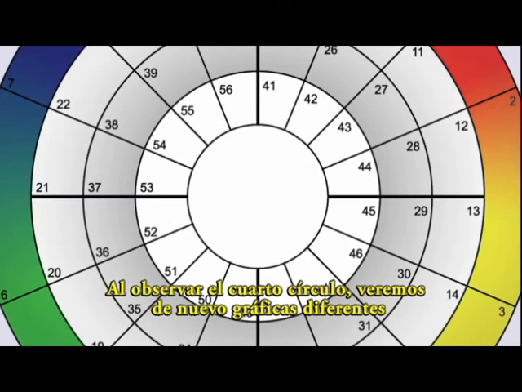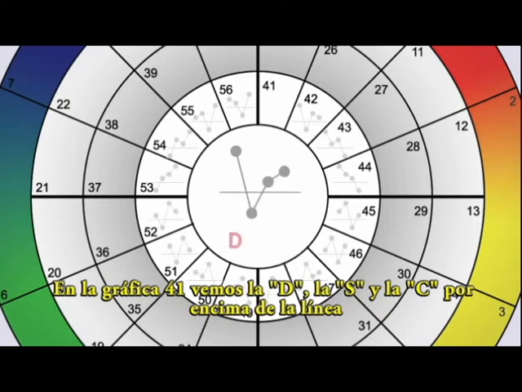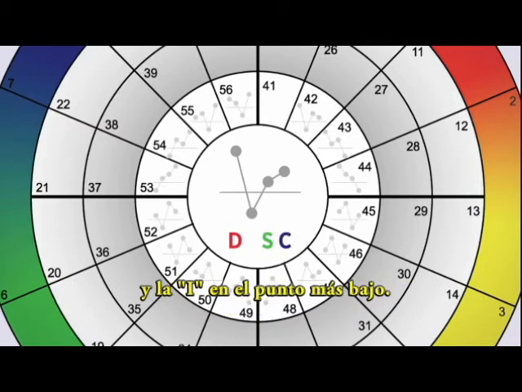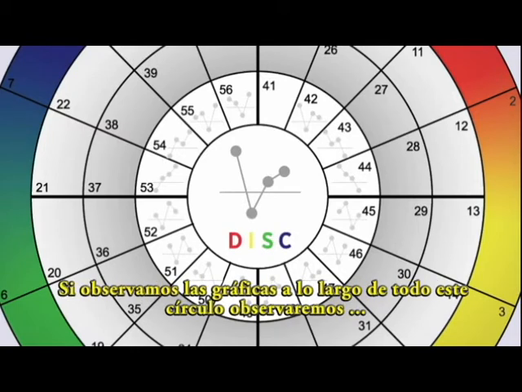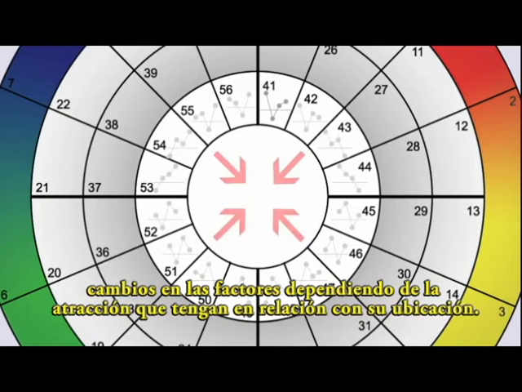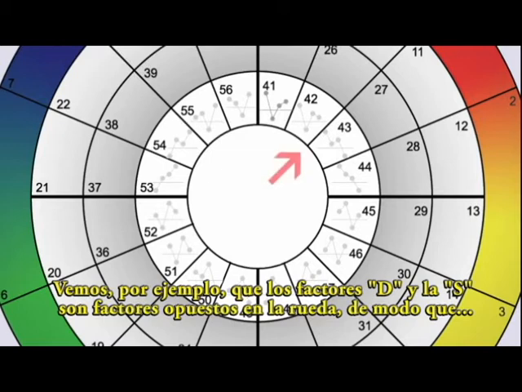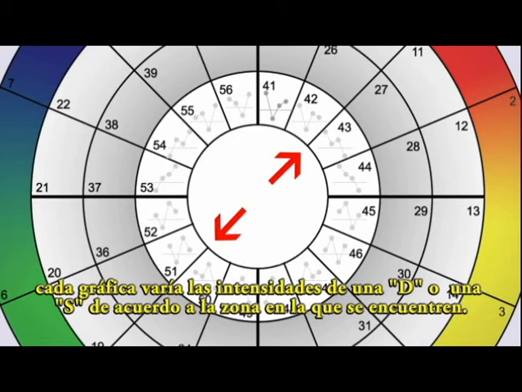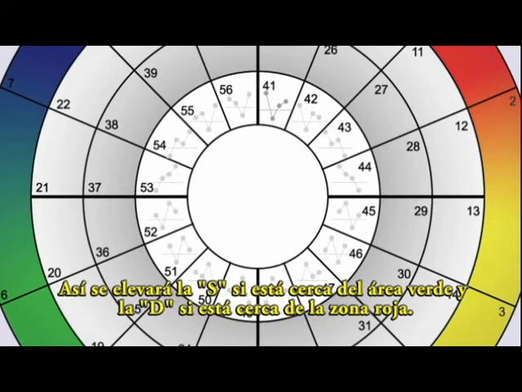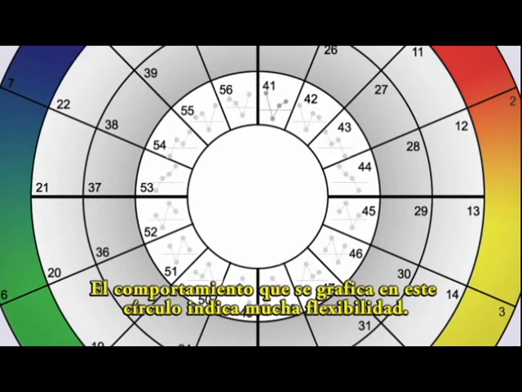Looking at the 4th ring, we see, again, different graphs. Looking at number 41, we have the D, the S, and the C above the line, and the I is the lowest point. We will continue around the ring, raising and lowering these dimensions depending on how they pull from each other and across the ring. We need to look at the D and the S factor across from each other, and as we look at these factors, we can see as we move towards a factor, that factor goes up. As we move away from a factor, that factor goes down. Again, very flexible people that are plotted in this particular ring.